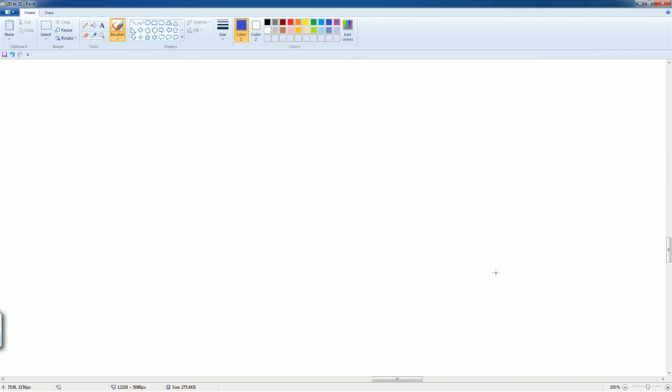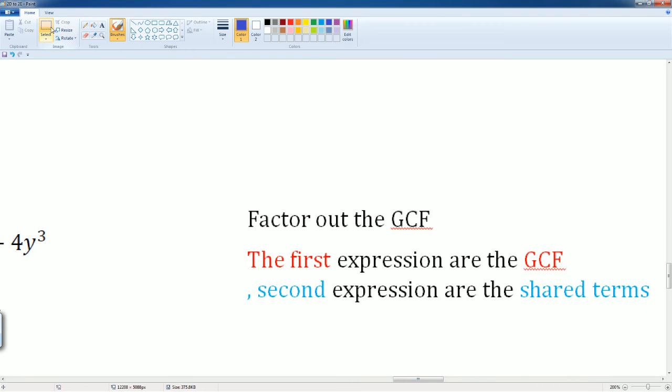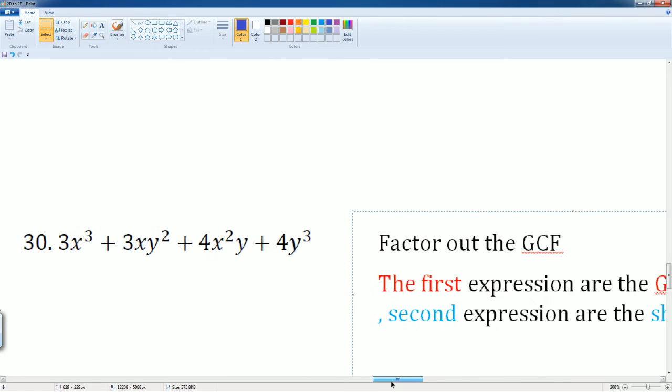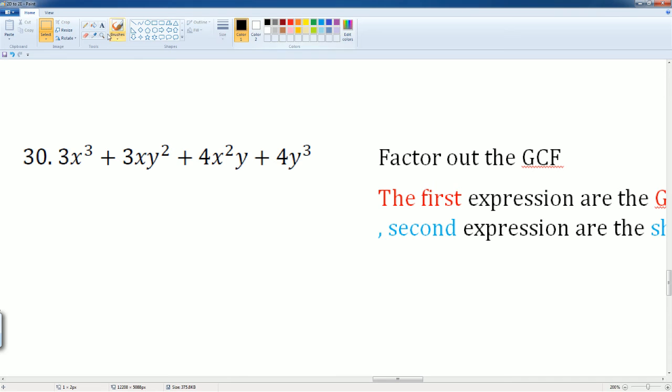Let's do 30. 30 asks you to do the same thing because it is a 4-term polynomial, so we are going to factor out by grouping. Factor out by grouping just requires us to first split it into two binomials. Once we split it into two binomials, we could now factor out the GCF. Be very careful. Start with the integer. So I can divide by 3. What about x? I have an x here and an x cubed here. So I can only pull out x.